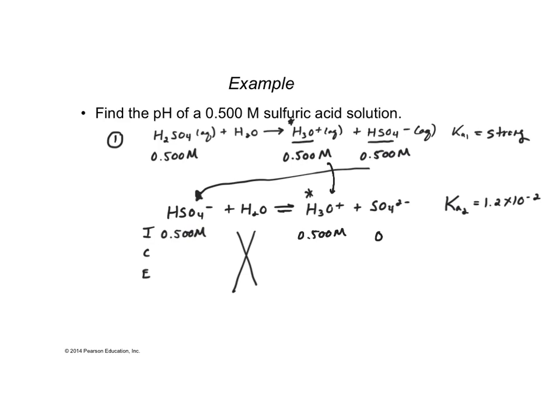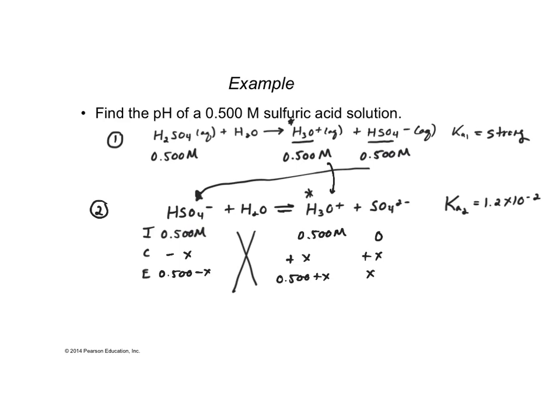So now that we have our initial concentrations, how are we going to represent our change here? Probably some unknown variable x. So again, our reactants are going to lose x. Our two products are going to gain x and gain x. And at equilibrium, we will sum the columns and be left with 0.5 minus x, 0.5 plus x, and x. This is our second ionization.